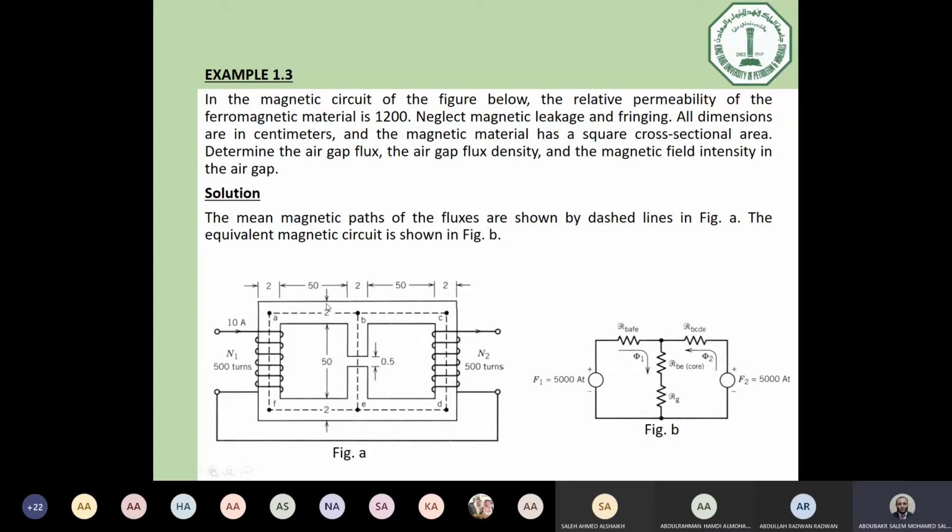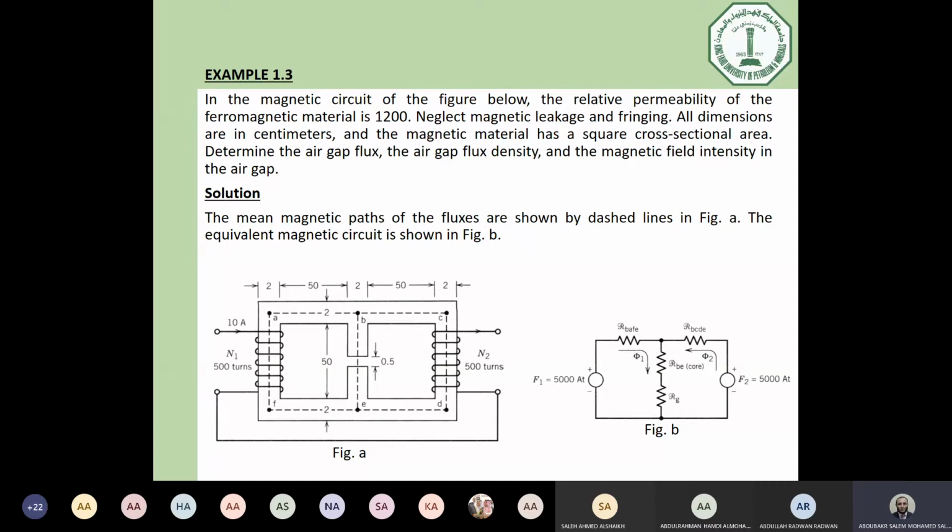Area, we know now the cross-sectional area for all of the core will be 4 square centimeters. So the area is given. Now we need to calculate the actual or average length for each part of the circuit in order to convert the magnetic circuit to the analogy of electrical circuit, in order to apply circuit analysis and calculate whatever needed.